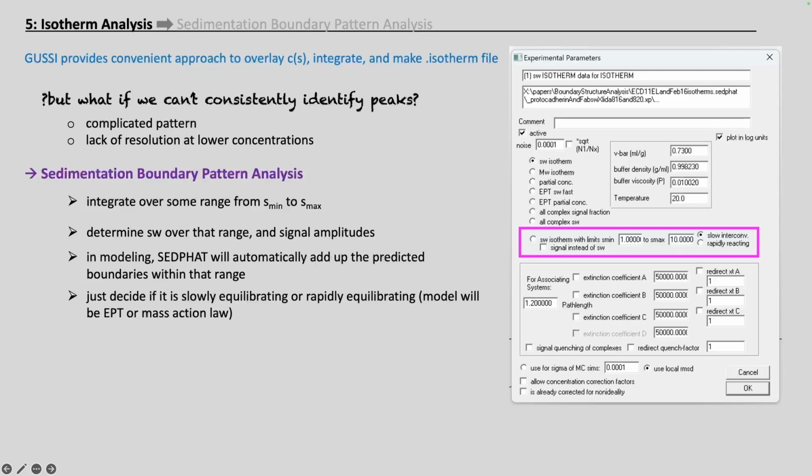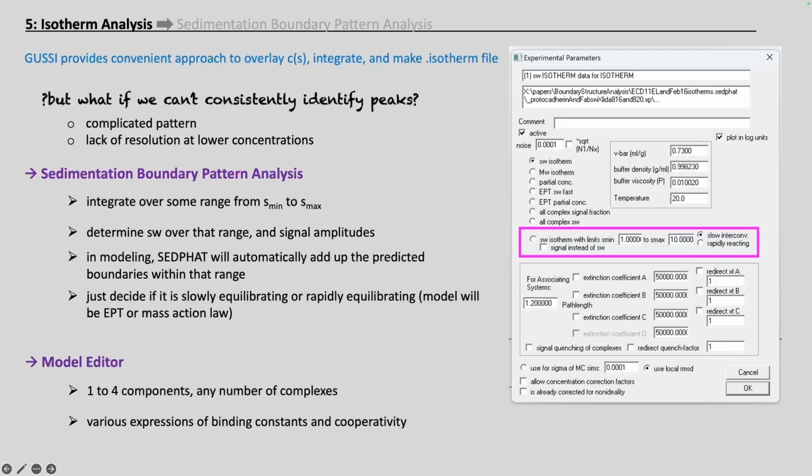And one decision we have to make is whether the reaction is slow or fast. And then ZFAT will be able to model this either with effective particle theory or simple mass action law, as the case may be. Since this alleviates the need for us to resolve and identify all boundaries, it makes life much simpler to study more complicated interacting systems and still take advantage of this structure that we see. And with this in mind, we have created a model editor in ZFAT that lets the user specify the reaction scheme for up to 4 components and any number of complexes.